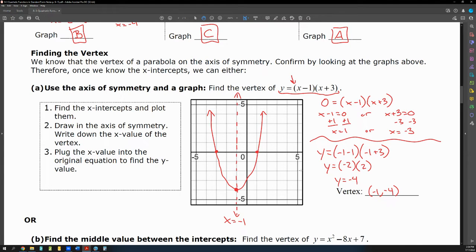All right. So in summary, find the x-intercepts. The axis of symmetry will be exactly in the middle of those 2 x-intercepts. Use that x value of the axis of symmetry and plug that into your original equation to find the y value of your vertex. Plot the points, connect the dots, you got a graph.